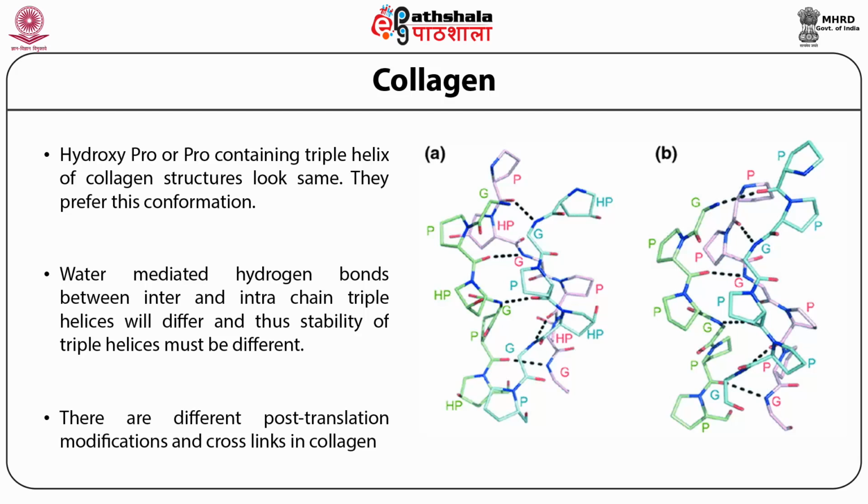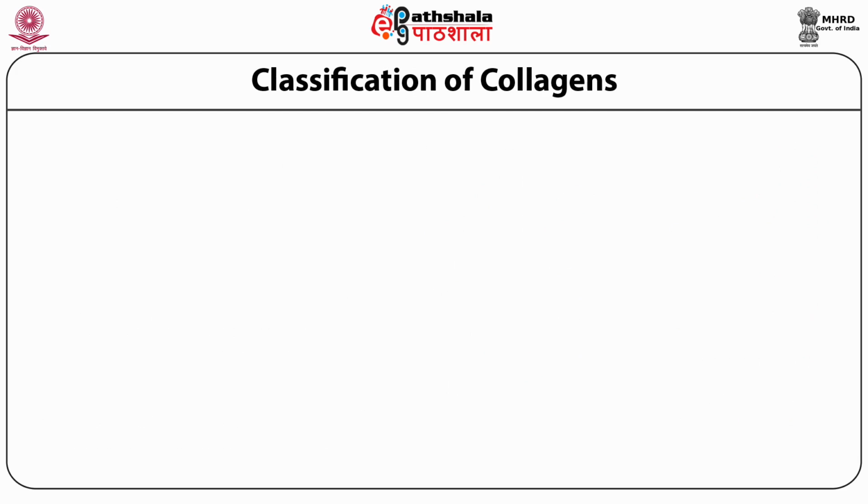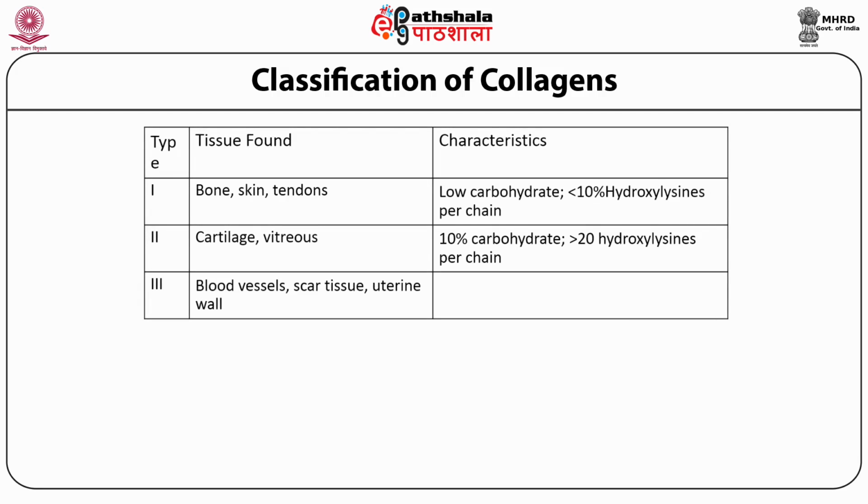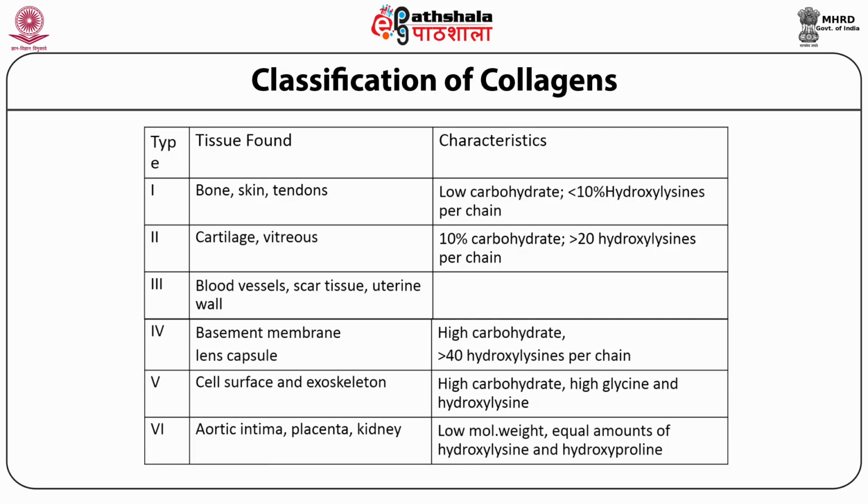There are different post-translational modifications and cross-links seen in collagen molecules. As I said before, the collagen molecules are coded by several genes, and here these collagens are classified according to these groups. I have listed a few of them here. Type 1 is responsible for the tissues of bone, skin, and tendons, and type 2 is cartilage and vitreous. Type 3 is made up of blood vessels, scar tissue, uterus wall, etc. And type 4 is basement membrane and lens capsule.